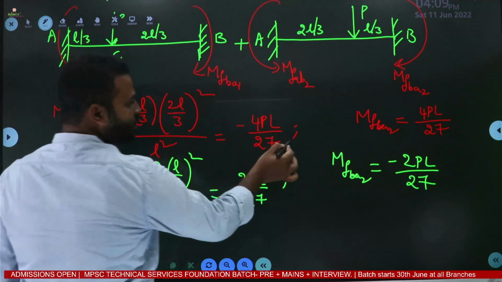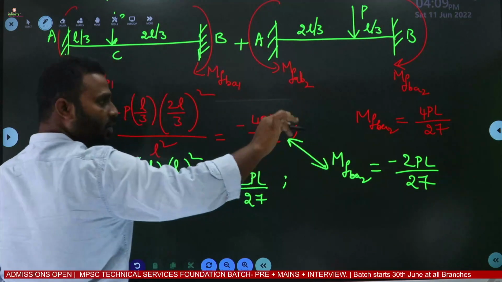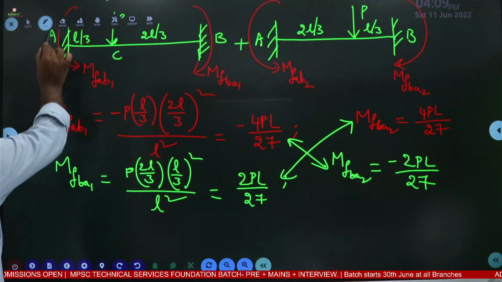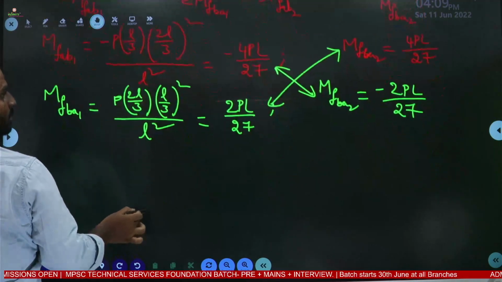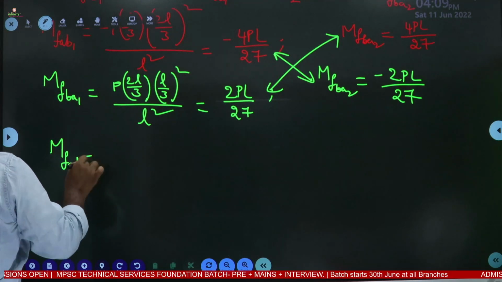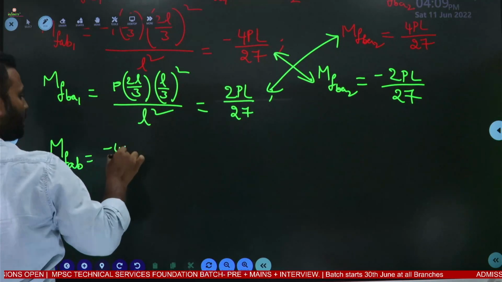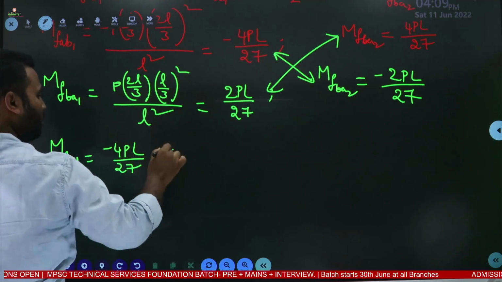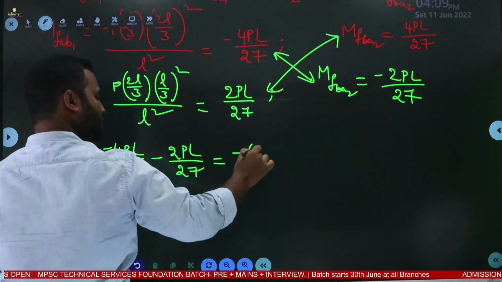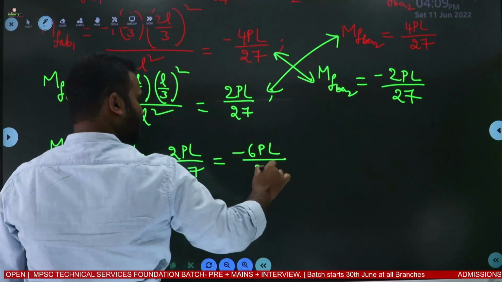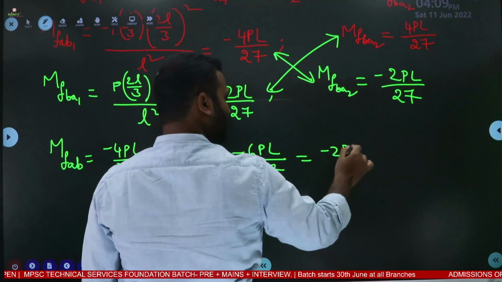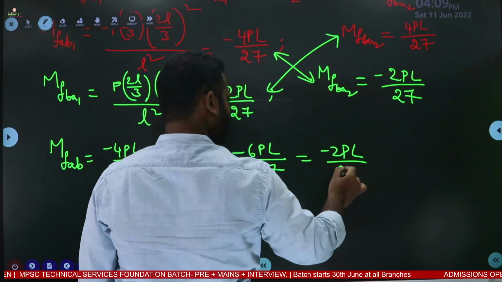So here we need to add these two, because both are anti-clockwise, and here we need to add these two, both are clockwise. So upon adding, what are we going to get? The final moment at A, that is MF AB, is equal to, adding these two, minus 4PL by 27 minus 2PL by 27. So how much is it? Minus 6PL upon 27. Upon simplification, it is minus 2PL upon 9.